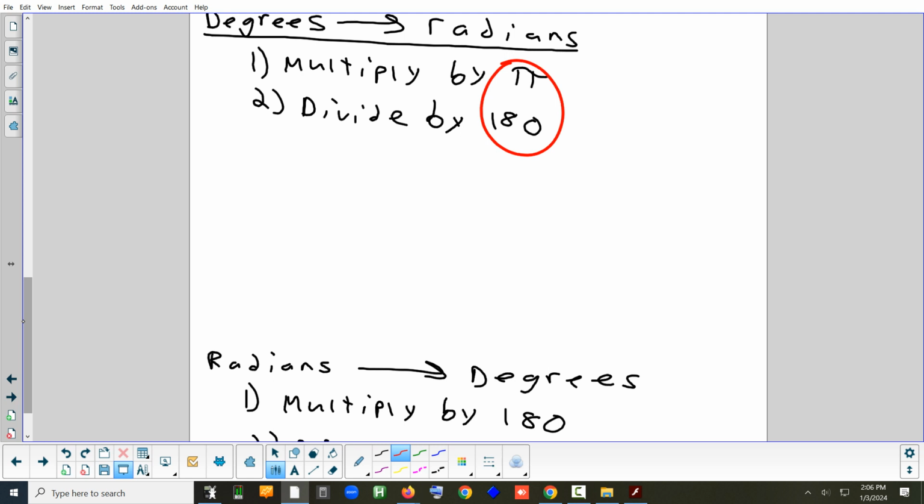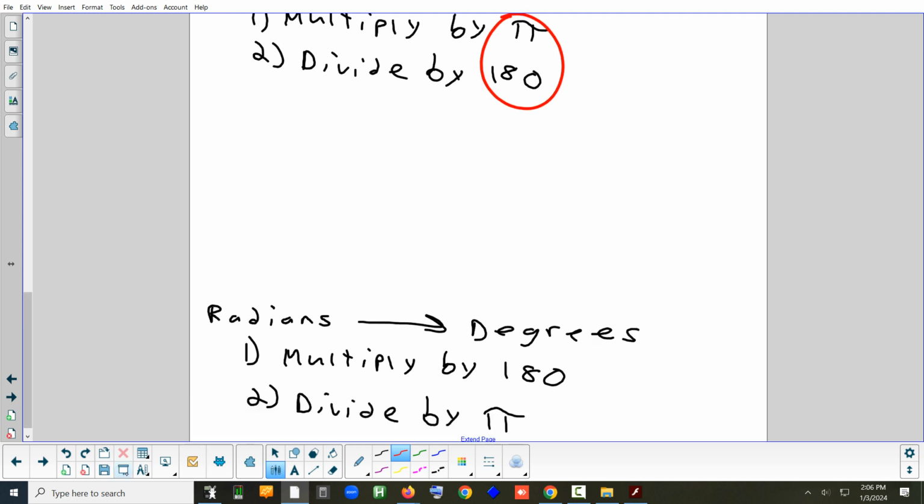Now, because that's all that switches, they're kind of similar. They're easy to mix up. So I'm going to show you how you can remember which one is which. You just memorize it. That's one way. Or I could show you something else. So radians to degrees, multiply by 180, divide by pi. It's the exact opposite of what's above.